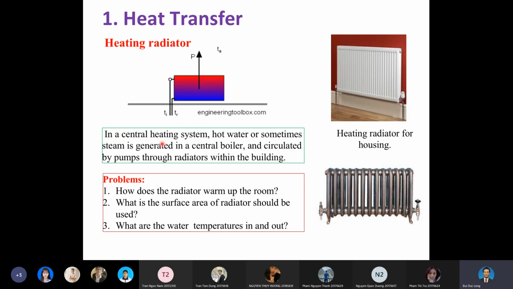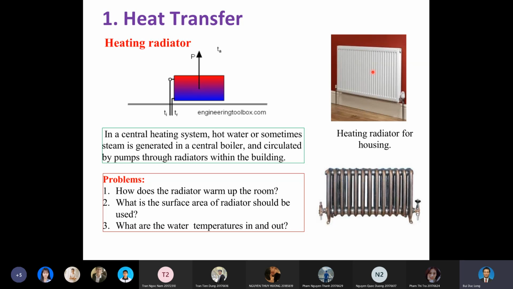In the central heating system, hot water or sometimes steam is generated in the central boiler and circulates by pump through radiators. Here is a radiator in a house, which you can see especially in cold countries. They use this.